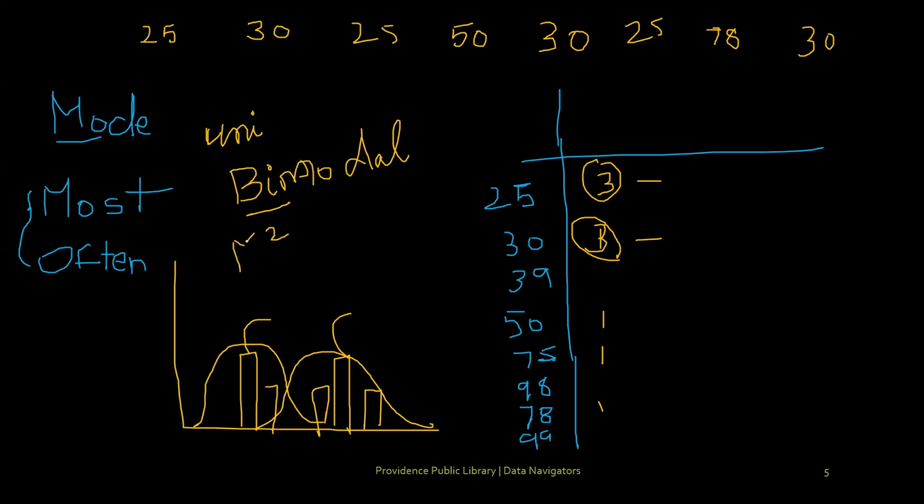What would be the other one? Multimodal, more than 2. Let's say that I made one more 50 and another 50 here. One more here, which means what? I have 1, 2, 3 50s. So 3 numbers that have equal count. 3 values are repeating most often with the same count, which means multimodal.